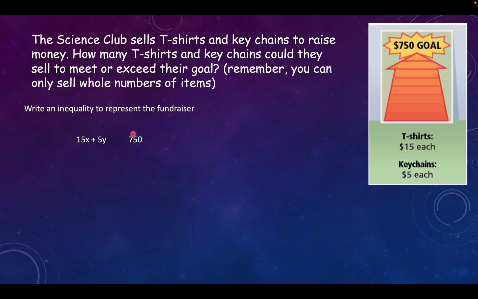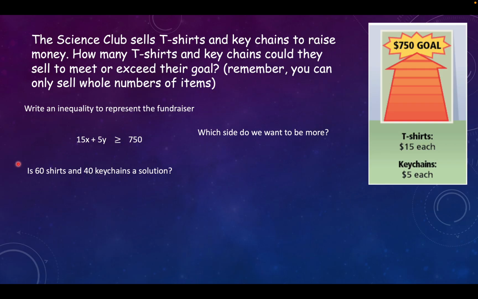$750 is the goal. If you think about it, which side do we want more? Do we want this $750 to be the bigger side, or do we want our sales to be the bigger side? Hopefully you're thinking to yourself, we want to sell more than $750. So this is the direction our inequality should go.